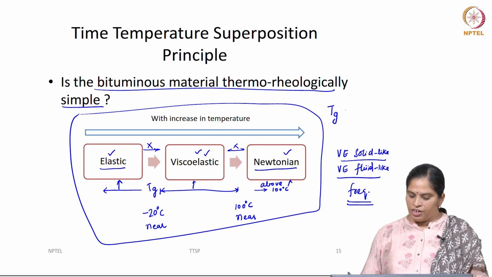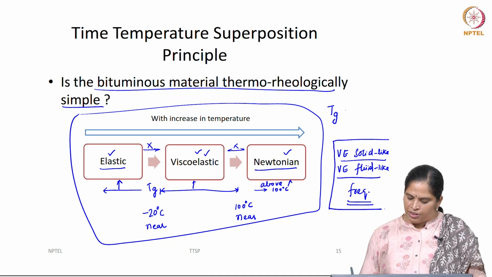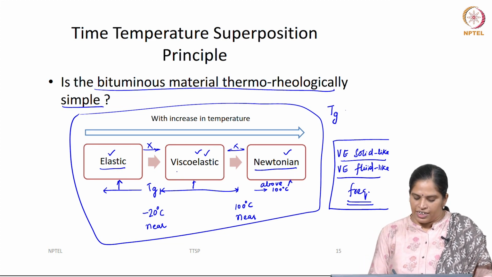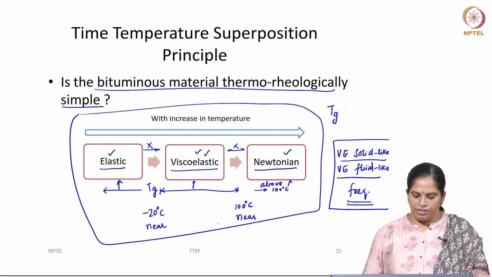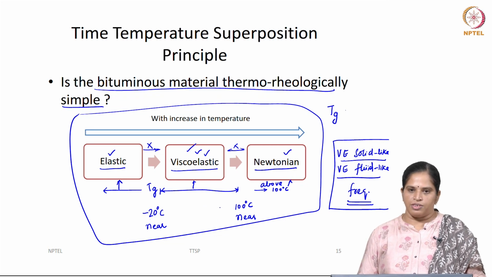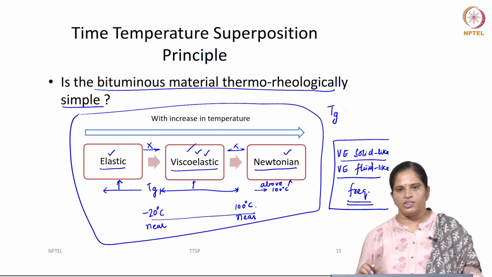Let us not move into detail about whether this solid-like and fluid-like behavior has to be considered as a transition. As of now, we will take it as a viscoelastic material. Bitumen behaves as a viscoelastic material in this temperature range, from near minus 20 to near 100 degrees, and we can apply the time-temperature superposition principle. This is the temperature range that the pavement engineer is also interested in.